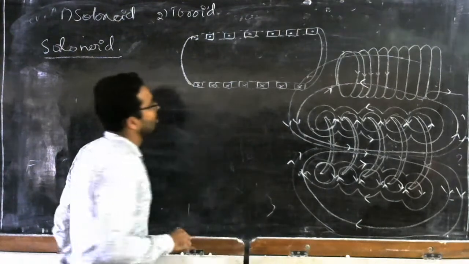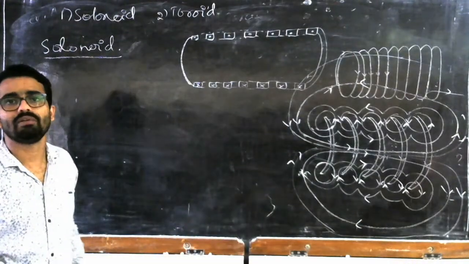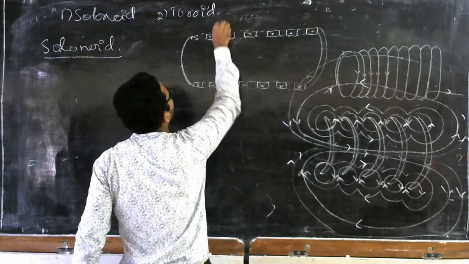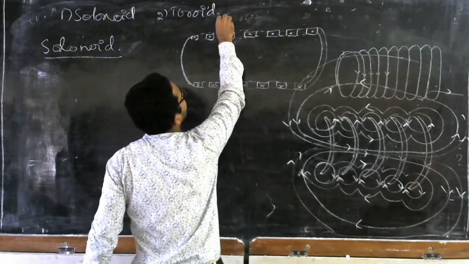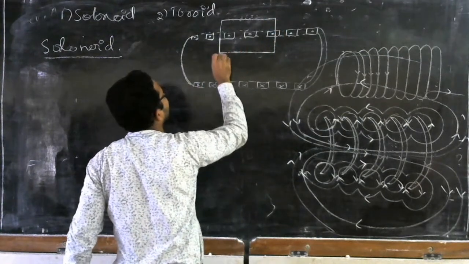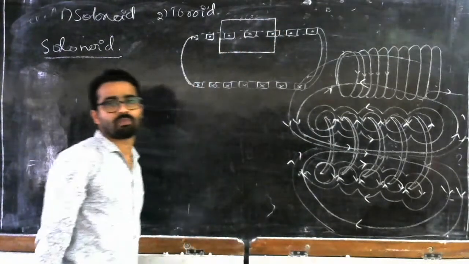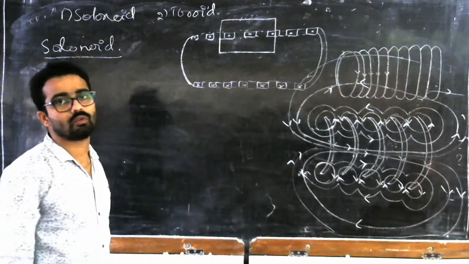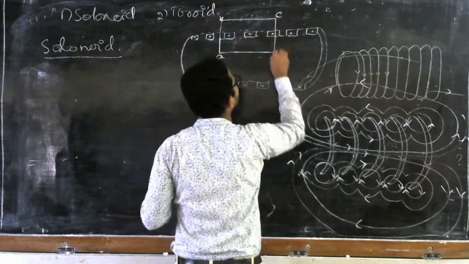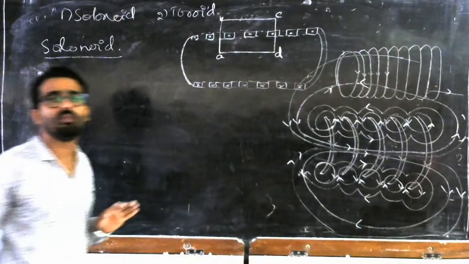Now, in order to find the magnetic field, we have to take some Ampere loop. Let's take one rectangular loop here. Like a rectangular loop, we consider A, B, C, D to find the magnetic field. This is the loop we have considered.